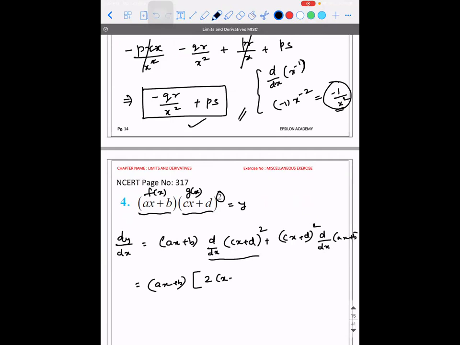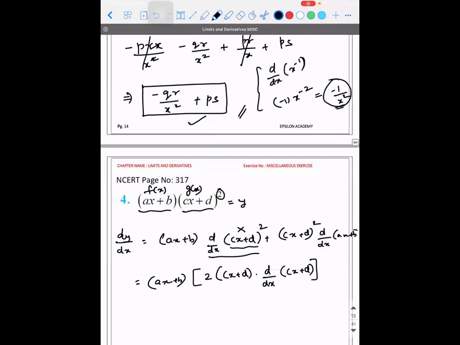It will be 2 into cx plus d, right? I'm applying the chain rule. 2 into cx plus d into, what should I differentiate? d by dx of cx plus d. If I take cx plus d as capital X, the derivative of capital X square is 2 into capital X dot d by dx of the derivative inside. This is the formula: derivative of f of x power n is n into f of x power n minus 1 into f dash of x. That's what I applied.